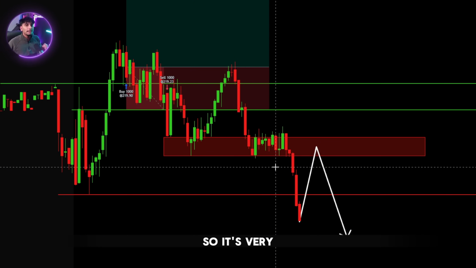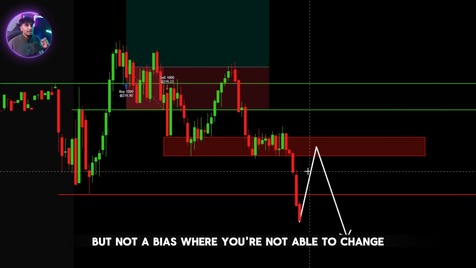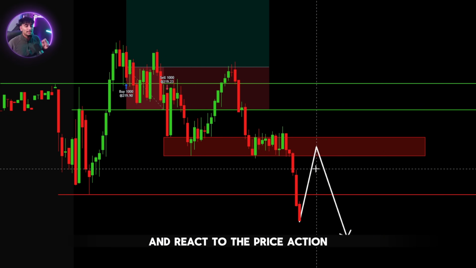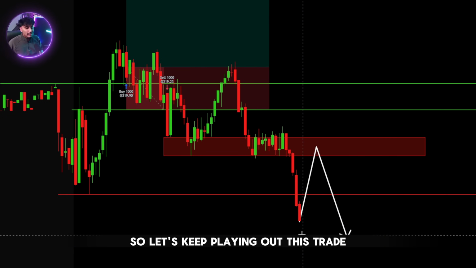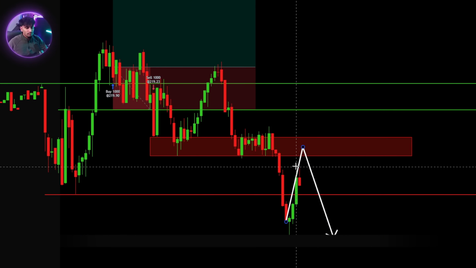So it's very important to come into the day with a strong thesis, but not a bias where you're not able to change and react to the price action that's showing on the screen. So let's keep playing out this trade and see if we get the retest of this previous pivot low.